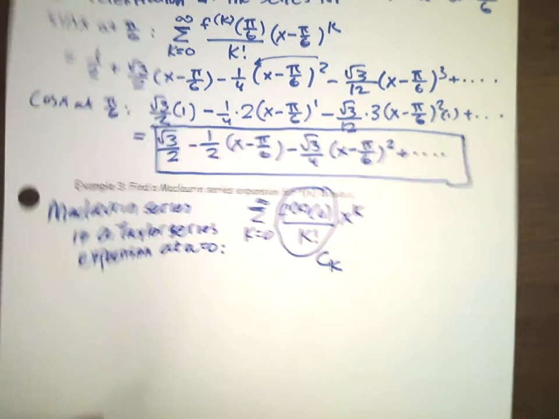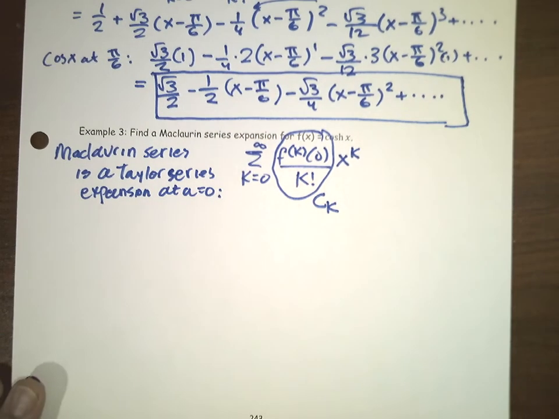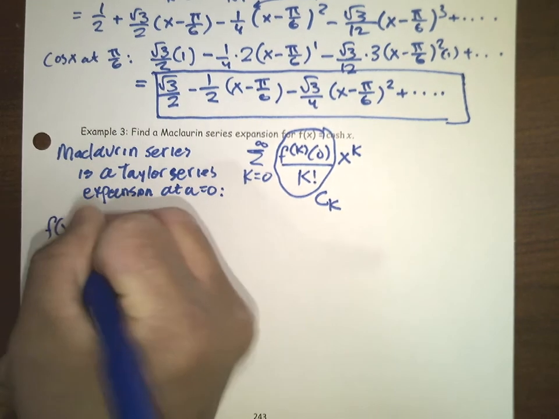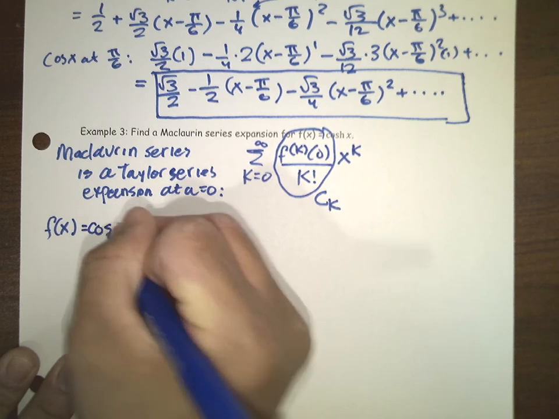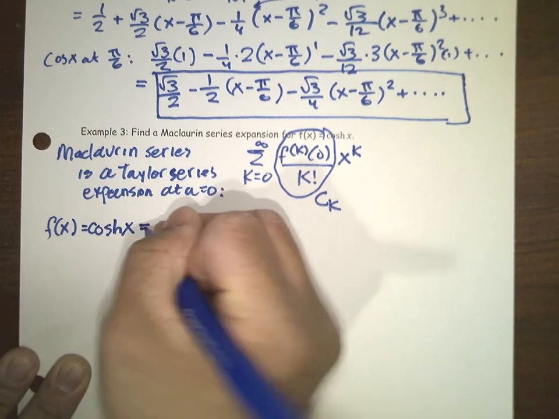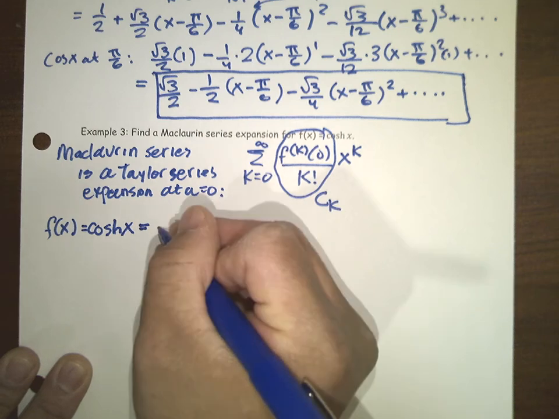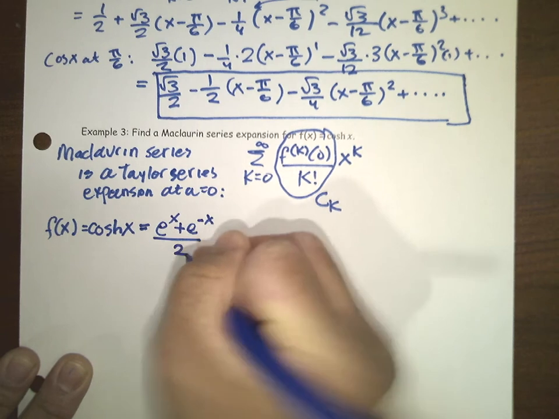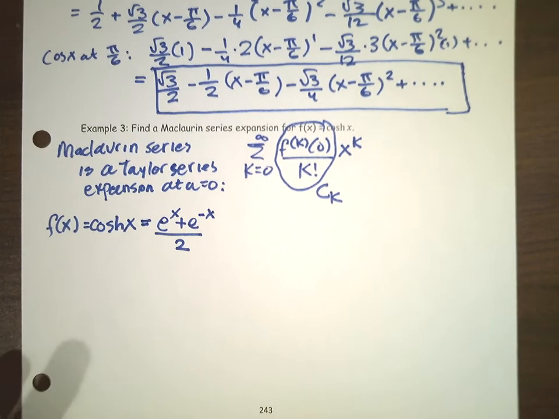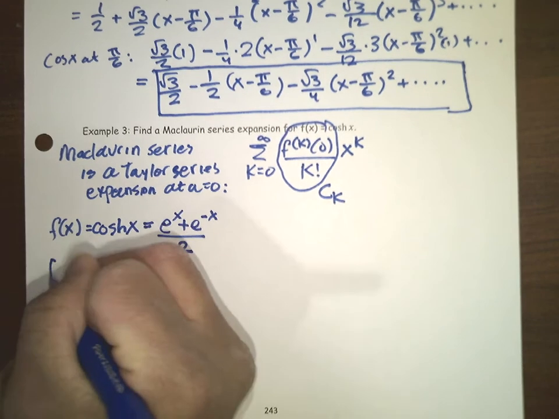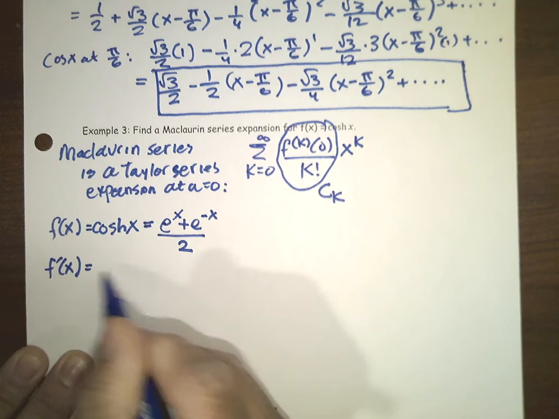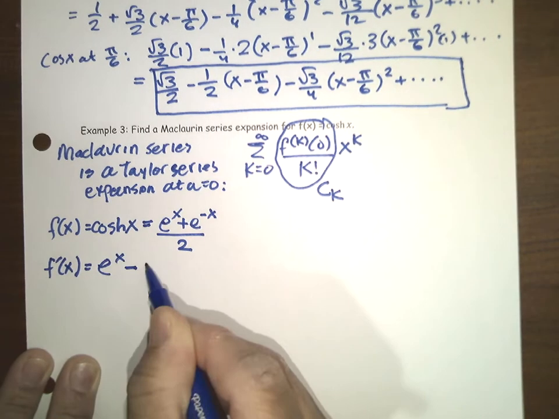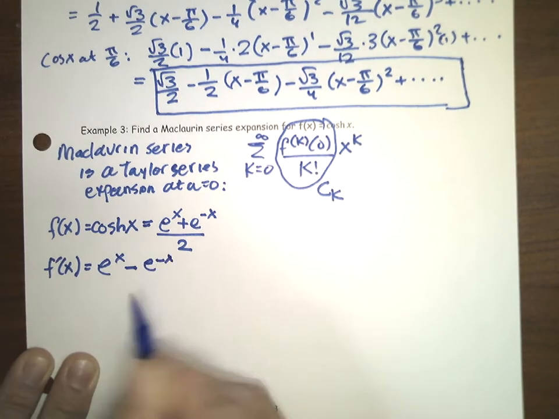So now all we need to do is find all of the derivatives and move forward from there. So f of x is going to be the hyperbolic cosine of x, and to make it a little bit easier for me, I'm going to rewrite this in the form of e to the x plus e to the negative x all over 2. Make sure that you remember to have that memorized for the rest of your life. And then what do we have here? The first derivative will be e to the x minus e to the negative x all over 2.